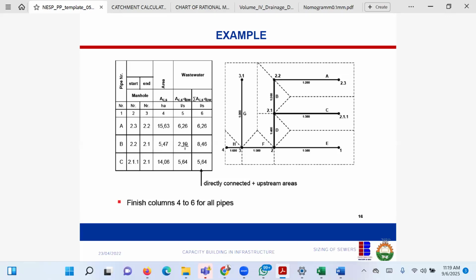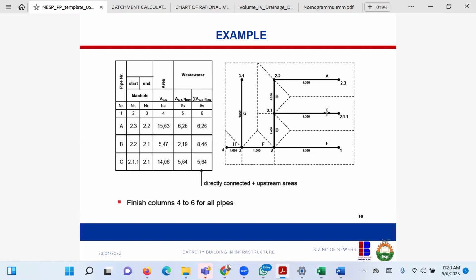But the wastewater flow in catchment B is not 2.19. It has to be 6.26 plus 2.19, and that will give you 8.46. So the value for flow in catchment B now is 8.46. Why? Because it's taking the value of A plus its own value of 2.19. That will now give you a total of 4.86.